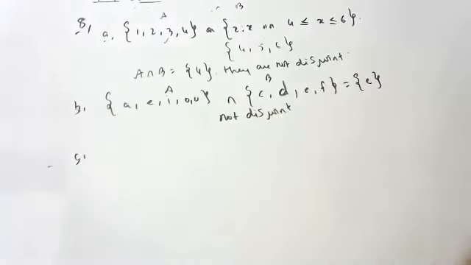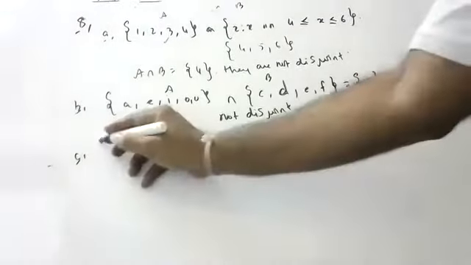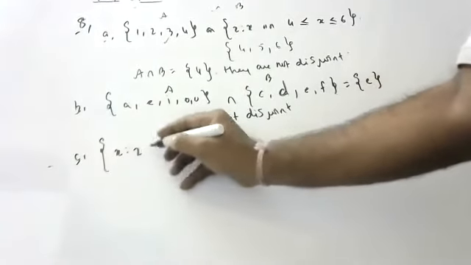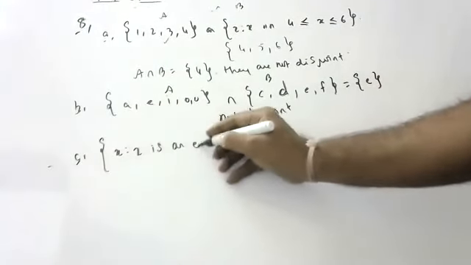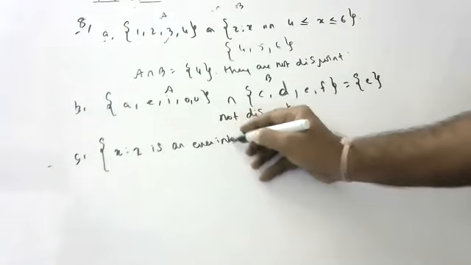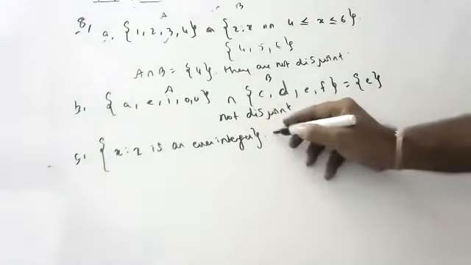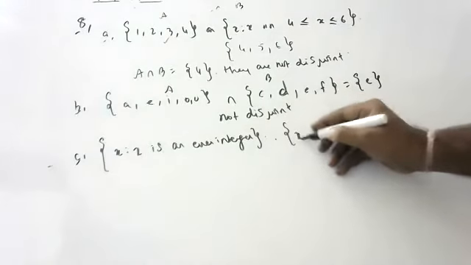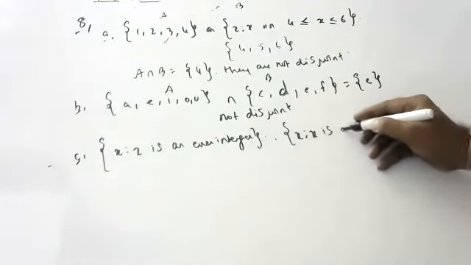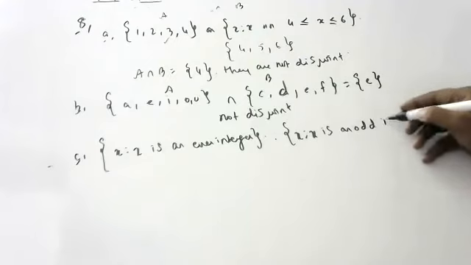Third one, children. Set builder form, can anyone tell? X such that x is an even integer. They all are even integers. And here, another set they have given is x such that x is an odd integer.